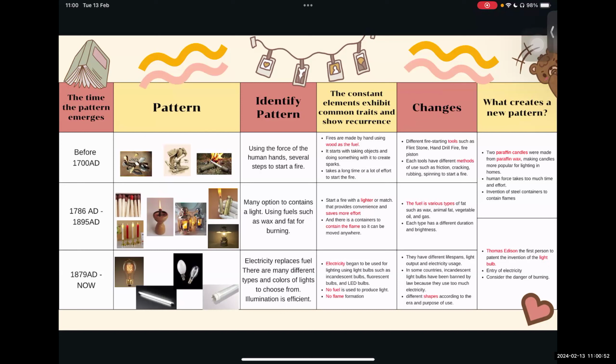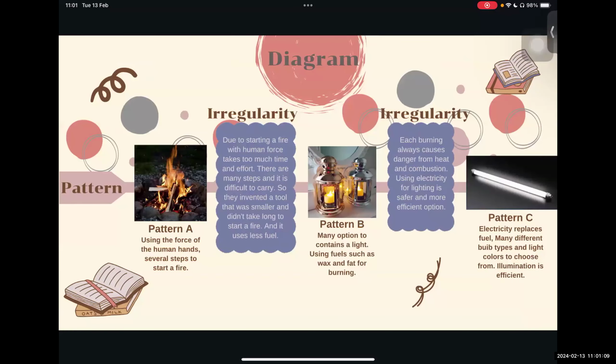Thomas Edison, the first person to patent the invention of light bulbs. Entry of electricity. The danger of burning. And this is the diagram for the illumination.